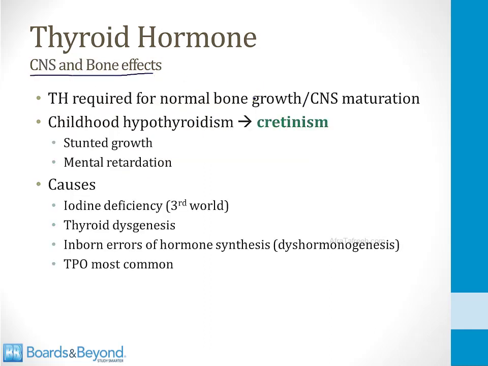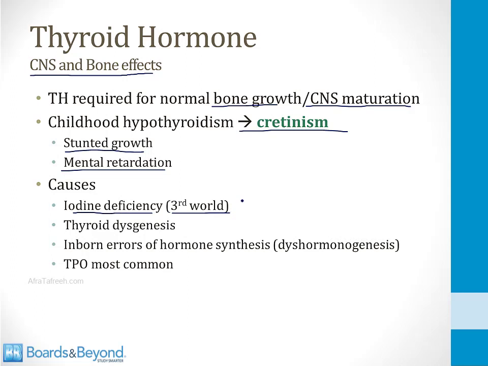You need thyroid hormone for normal bone growth and CNS maturation. This means that children who develop hypothyroidism can develop a very severe developmental syndrome called cretinism. These children have stunted growth and mental retardation, all from lack of thyroid hormone as they are developing. The reasons this can happen are from iodine deficiency in parts of the third world where children don't get enough iodine in their diet. That can lead to cretinism.